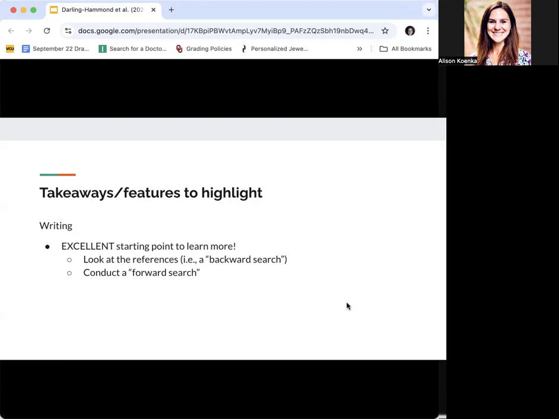So bottom line is, a review article like this is a very valuable resource as a starting point for allowing you to pursue and learn more about the literature informing your research interests.